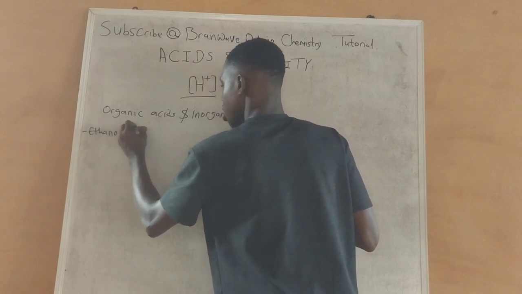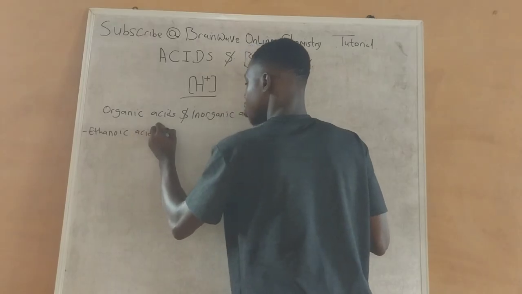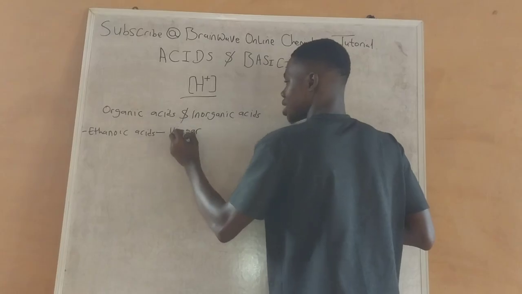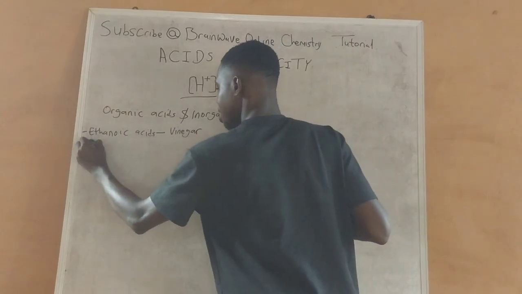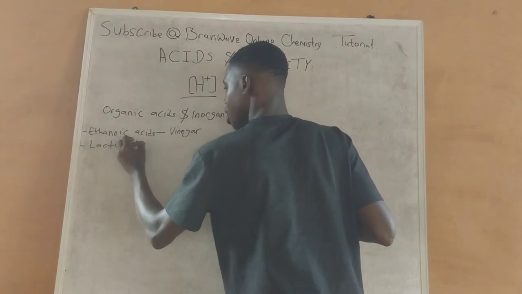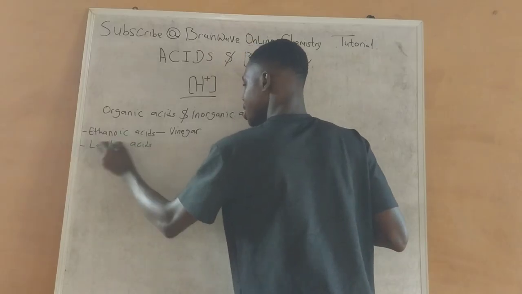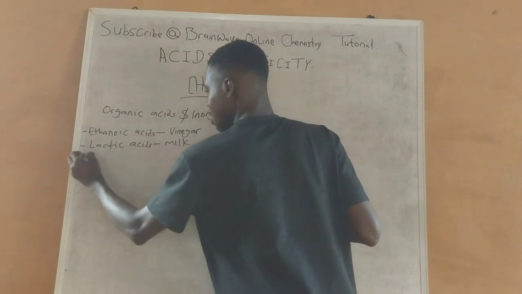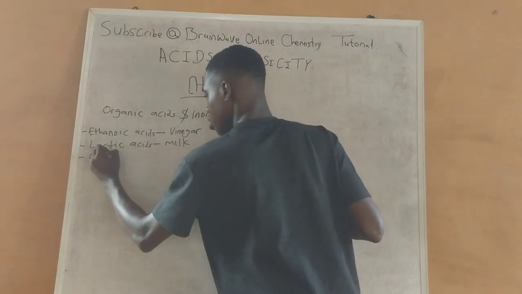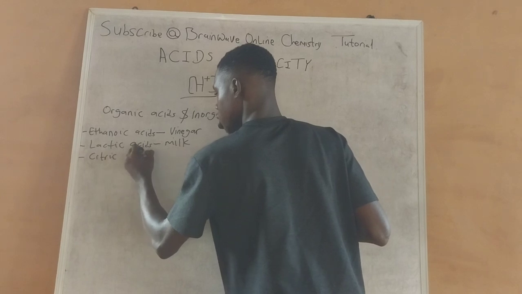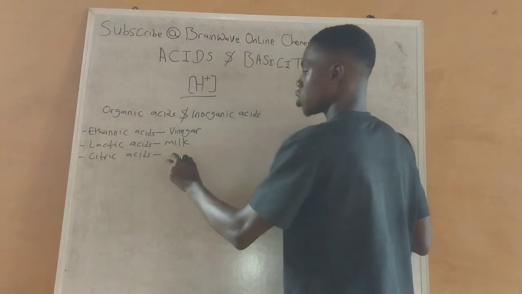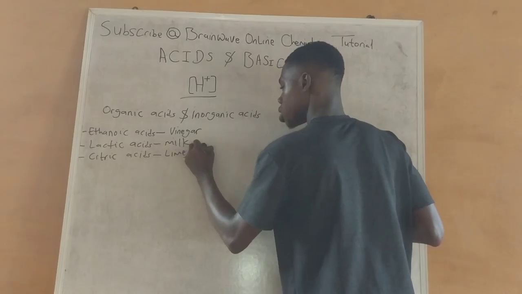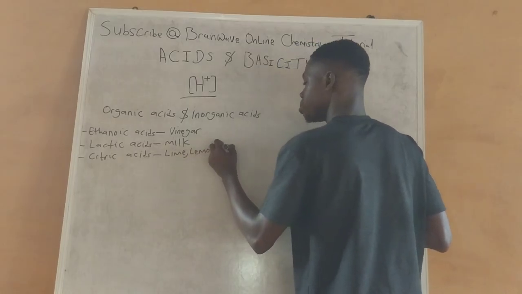Ethanoic acid is gotten from vinegar. We have lactic acid. Lactic acid is gotten from milk. We also have citric acid. Citric acid is gotten from lime. You can also get it from lemon. You can also get it from grape.